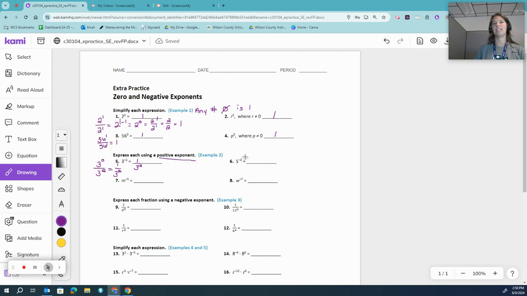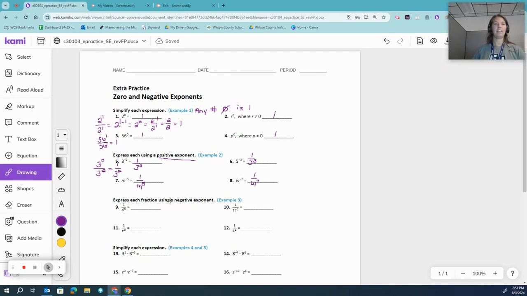Okay, in number 6 here, 5 to the negative third. Again, we would have 1 over 5 raised to the positive third power. Same thing's going to be with those variables. You have 1 over m raised to the positive fifth, 1 over w raised to the seventh power.